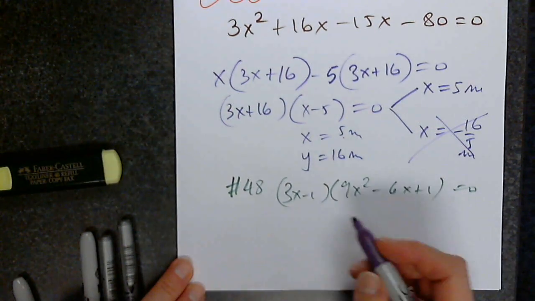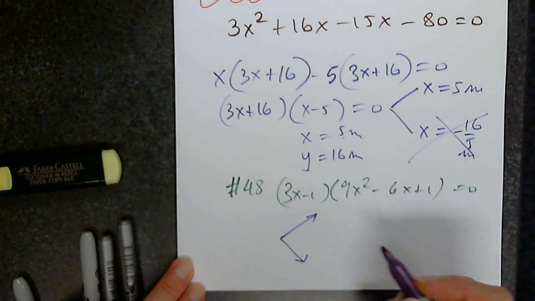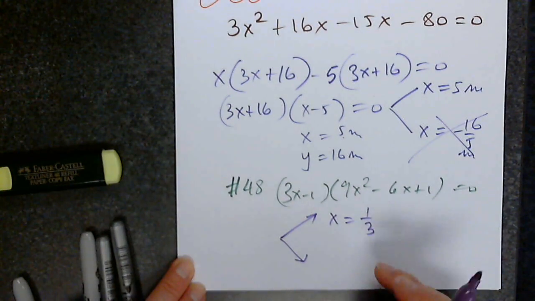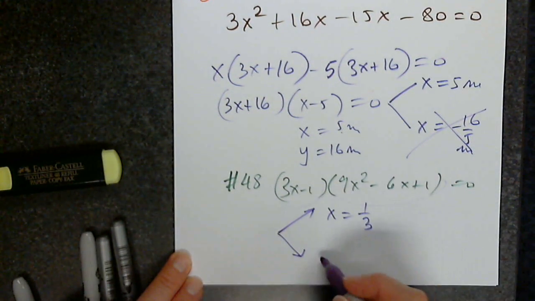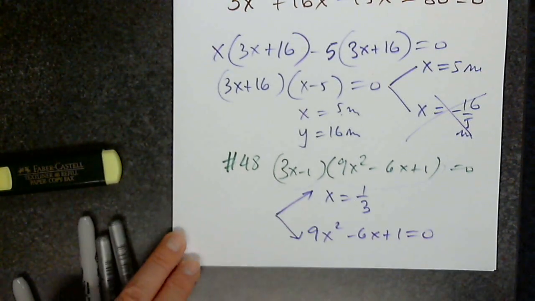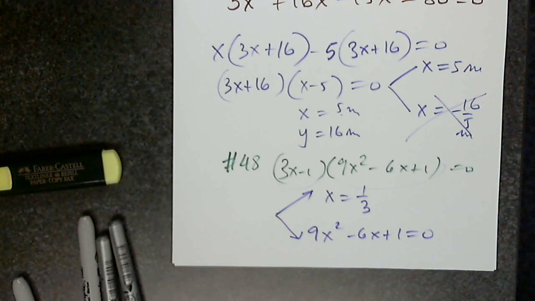Good, but I can already write two options, right? This is the first option, which gives us 1/3. And this is the second option, which will be 9x squared minus 6x plus 1 equals 0. And yes, now I have to factor 9x squared minus 6x plus 1. How do I factor 9x squared minus 6x plus 1?